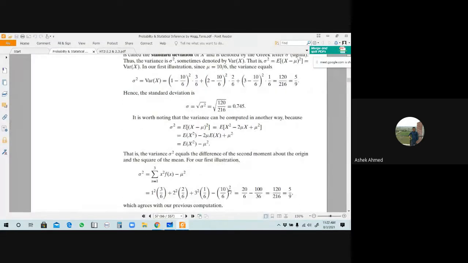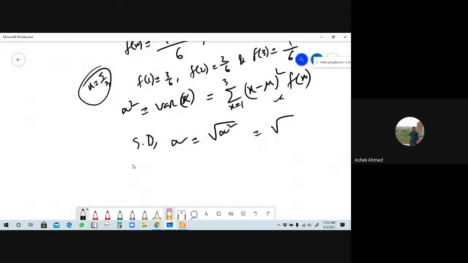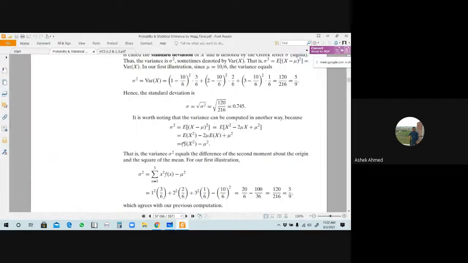So this will be 5 by 3, that means 10 by 6 whole square. But can you say the value of expectation of x square? We know the expectation of x was the summation of x into f of x. But tell me, expectation of x square will be the summation of x square into f of x here. Understand? So we can write the expectation of x square as the summation of x square into f of x. That has been written directly here, and you must remember it.